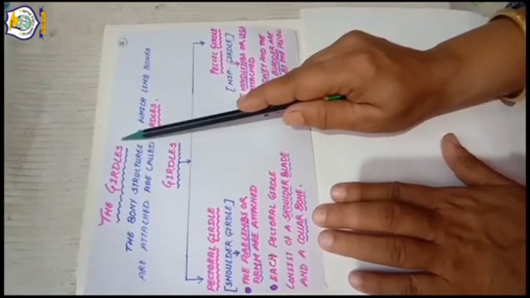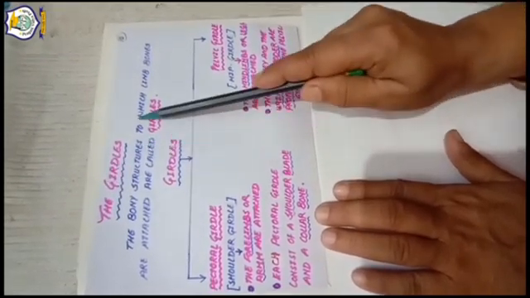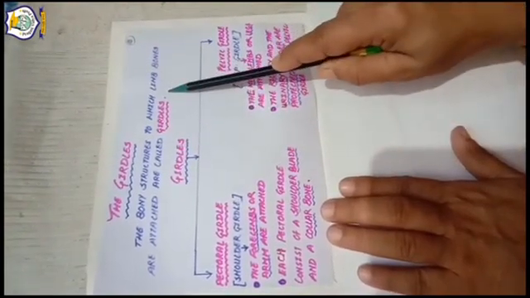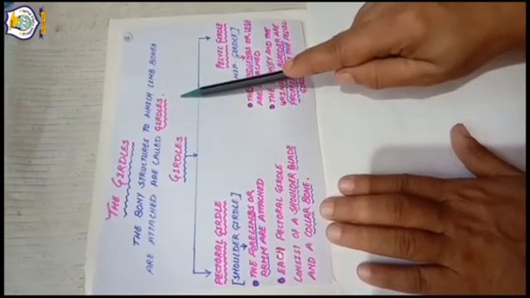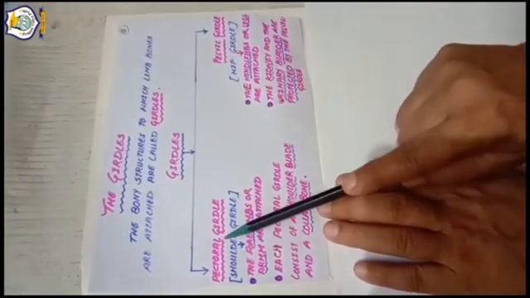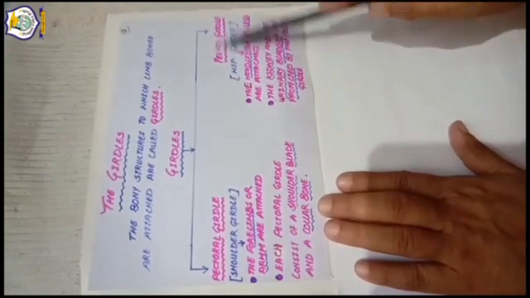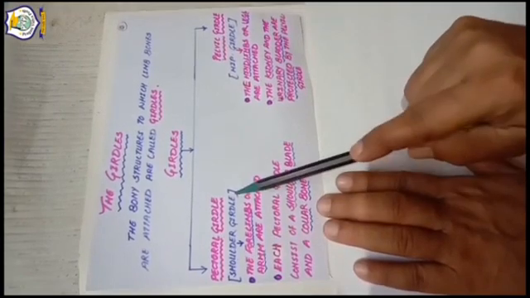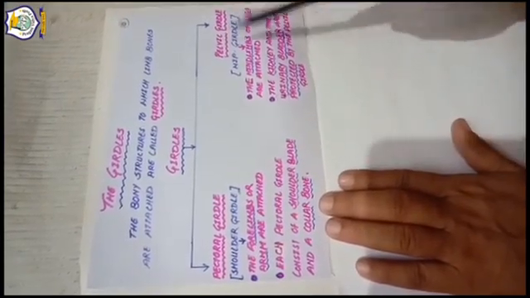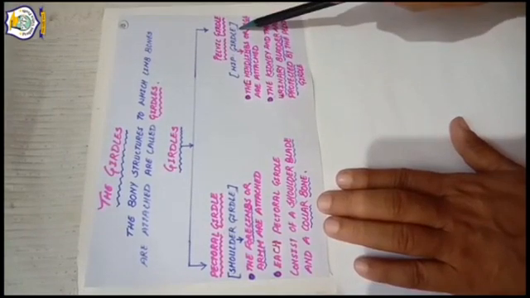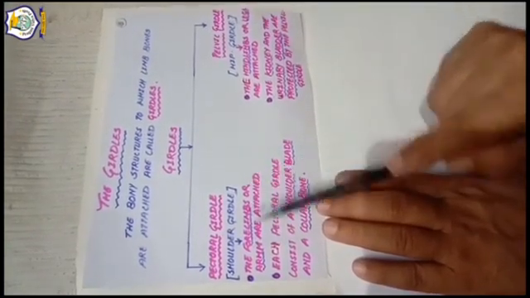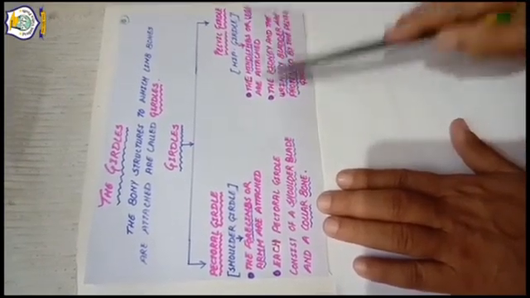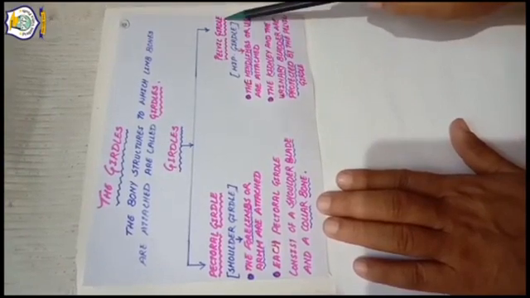The girdles. The bony structures to which limb bones are attached are called girdles. Girdles are of 2 types. The first, pectoral girdle, and the second, pelvic girdle. Pectoral girdle is also known as shoulder girdle, and the pelvic girdle is also known as hip girdle. The forelimbs or arms are attached to the pectoral girdle. The hind limbs or legs are attached to the pelvic girdle.